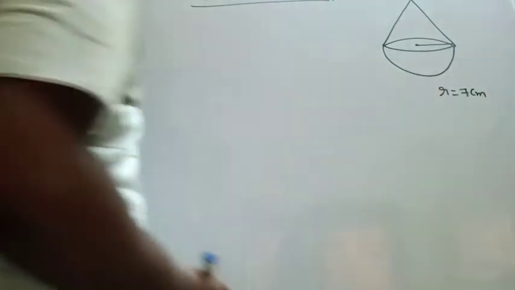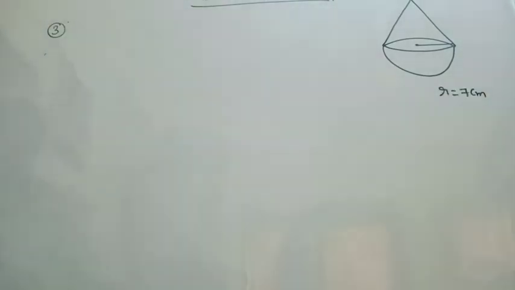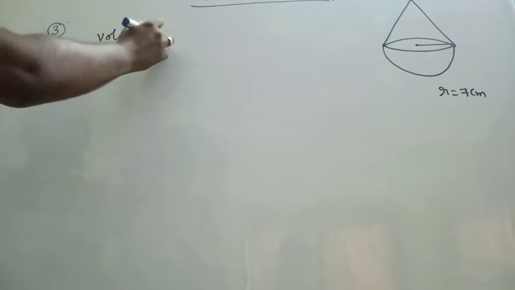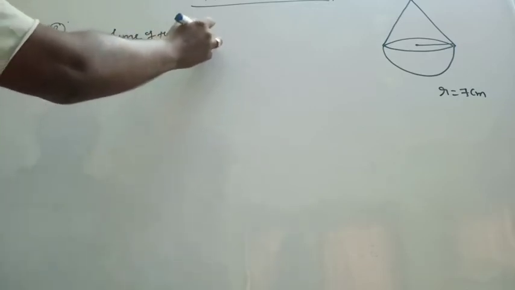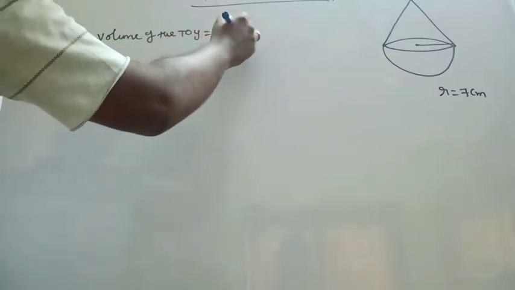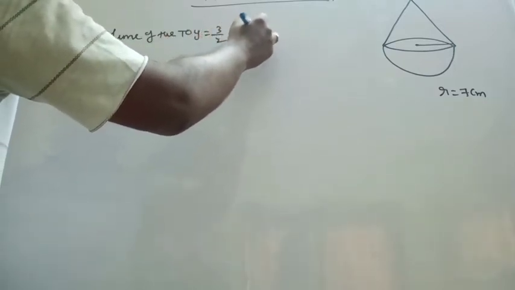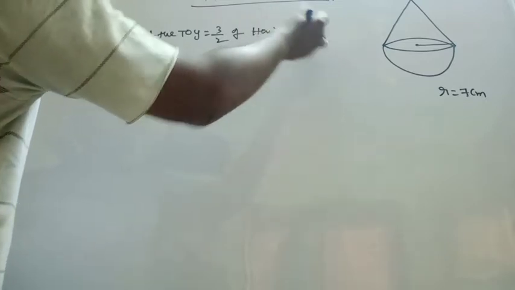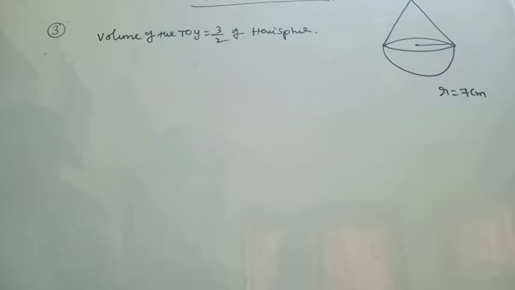They have given radius equal to 7 centimeter, and the cone's volume is 3/2 of the hemisphere. Volume of the toy is equal to 3/2 times the volume of the hemisphere. Wonderful. Calculate the height of the cone.